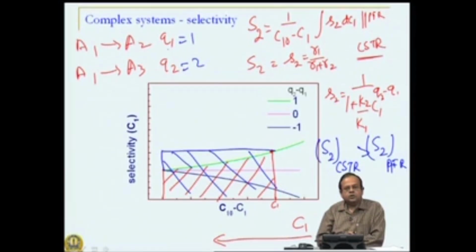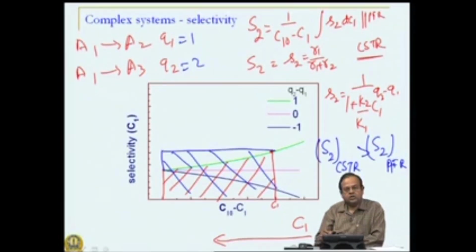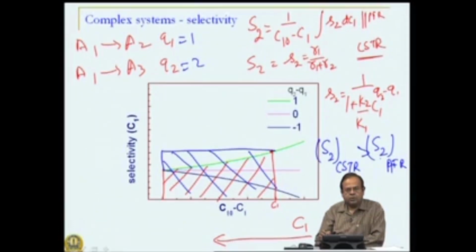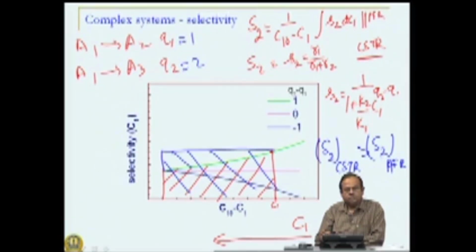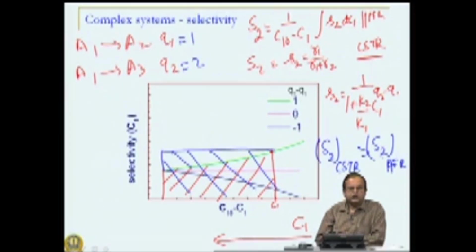But what happens when it comes to selectivity? The selectivity in a plug flow reactor is now worse than the CSTR, or CSTR is better than that in the plug flow reactor. What it implies is that for conversions PFRs may be desirable, but that does not guarantee high selectivity. For achieving high selectivity, CSTR is better than plug flow reactor.